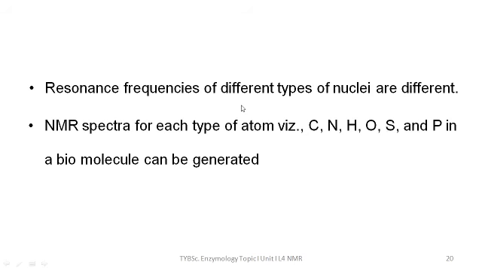These resonance frequencies of different types of nuclei are different. The NMR spectra for each type of atom which has an odd atomic number can thus be generated in this way.